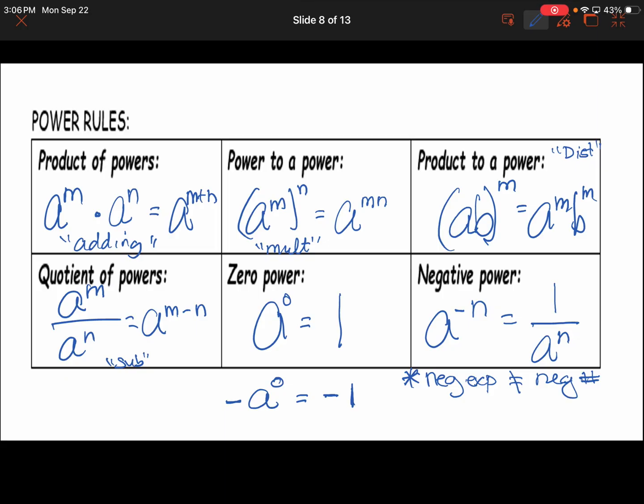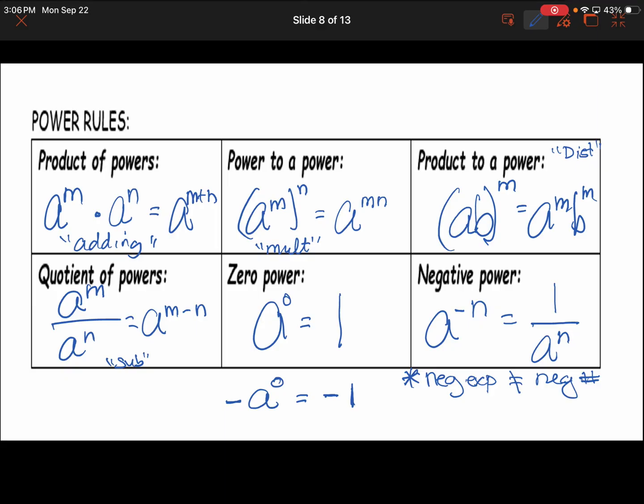I will put this on bell work in a few weeks. 5 to the negative 2, and I will get tons of kids who will write negative 25. You are missing the boat if you think a negative exponent affects the sign of the number. A negative exponent has nothing to do with the sign of your answer.